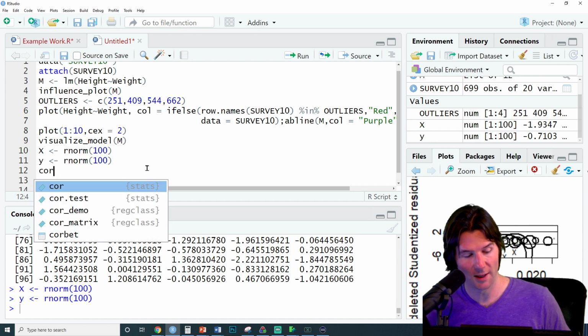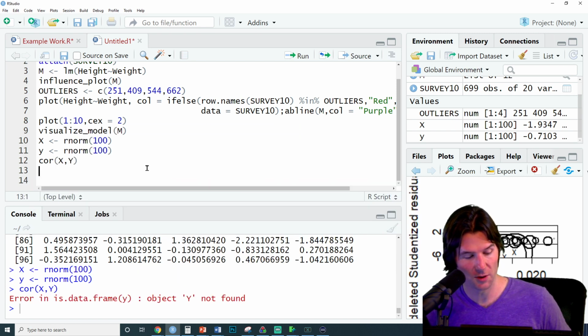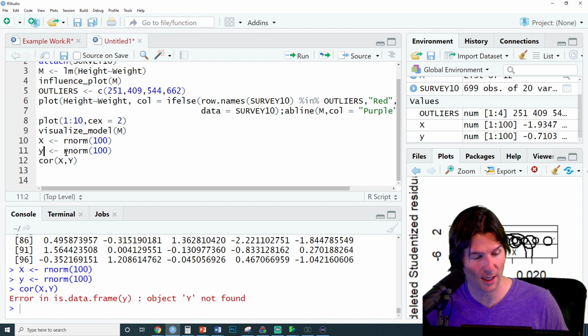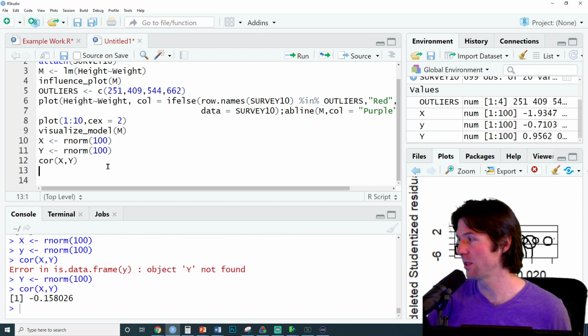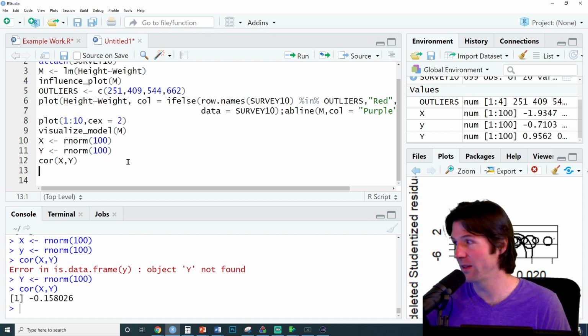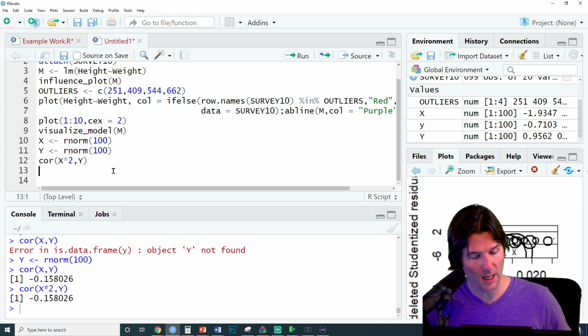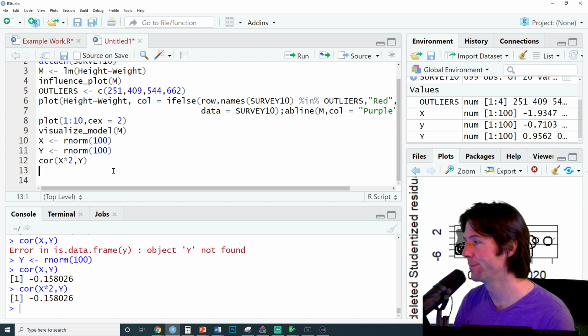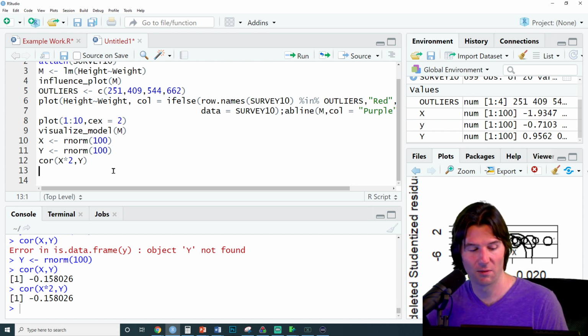Now we go here to correlation, and the correlation of x and y can be found just with this right here. It says there's no y because I did a lowercase y, so we fixed that, and there we go. The correlation is negative 0.158, which is a correlation by random chance because I created random data. But now we can double the x, and you notice nothing happened. There you go, we showed proof by example. You could say, well, what if there's another example? But we just did 2 times x, and it didn't change it.